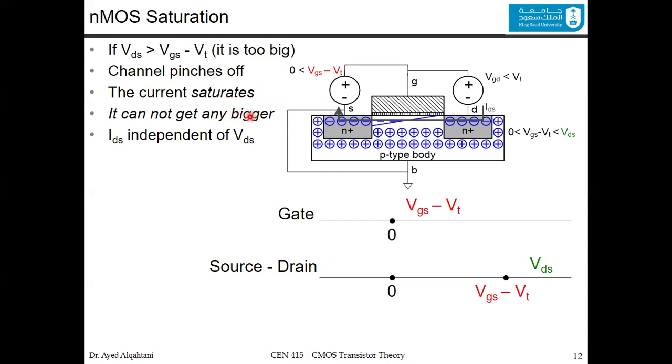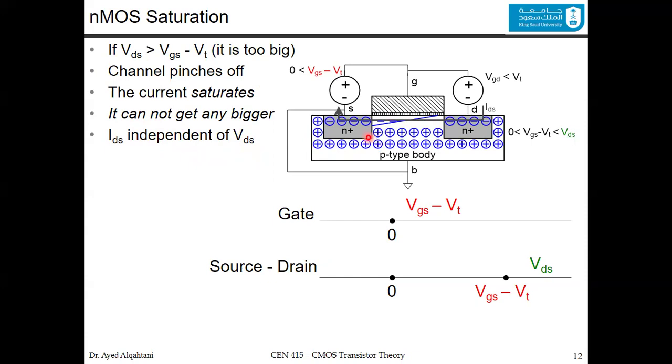So there is no longer a linear relation. As you can see, this is indicated by VDS being more than VGS minus V threshold. And we say that IDS is independent of VDS, because this current cannot grow any bigger, as the channel has reached its limit.